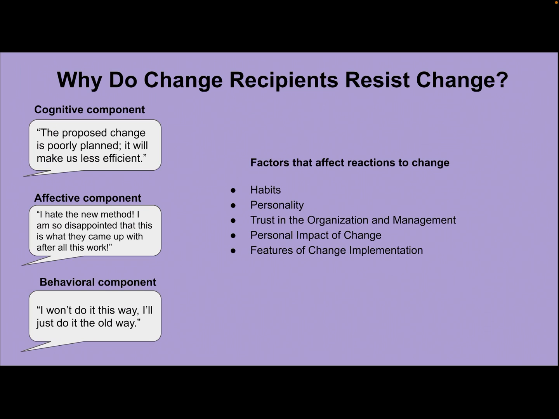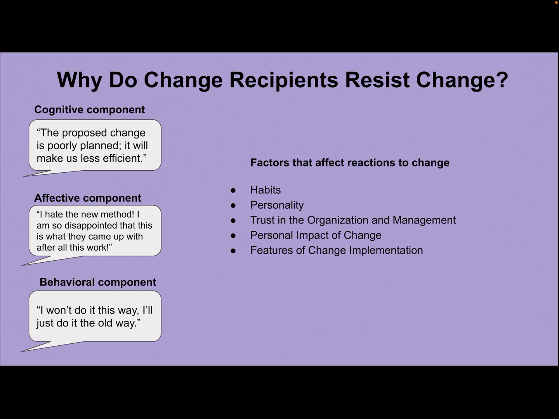And these are some factors that can affect their reactions to it. The personal habits that they're used to, they don't want to change because of their habits. Their personality, some people's personalities are just more resistant to change. Trust in the organization and management. If the workers don't trust the organization, they don't trust them to make good changes. The personal impact of change, sometimes it can be a good thing or a bad thing, but if it personally impacts you, you're going to have an opinion on it. And if it personally impacts you in a bad way, you'll likely resist this change.